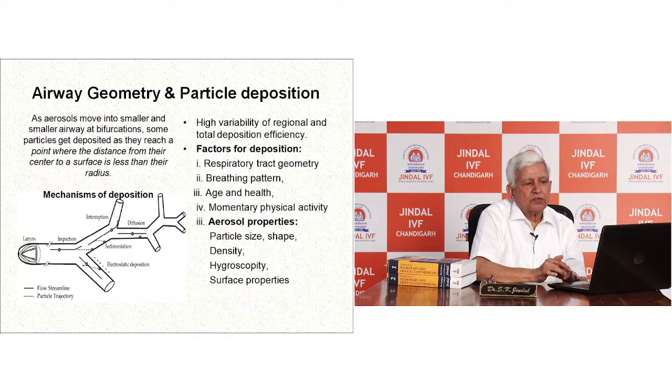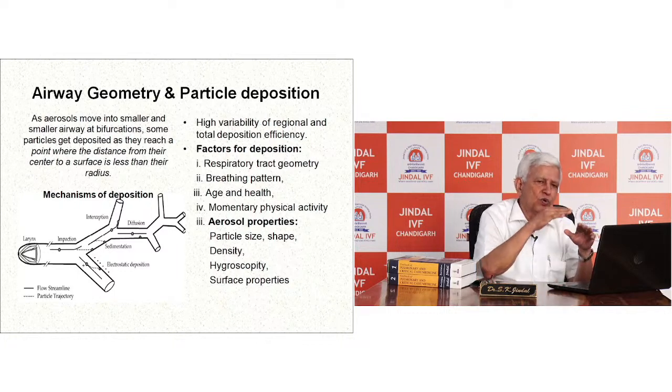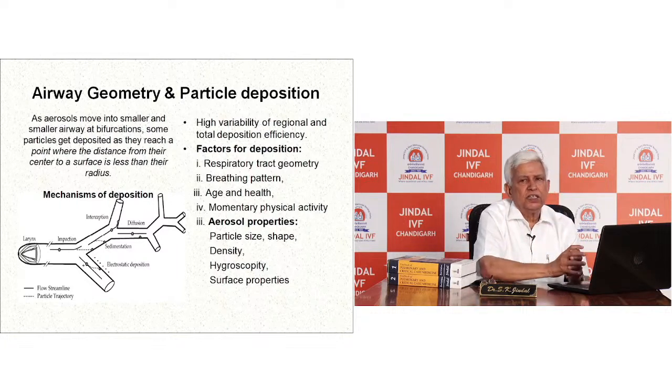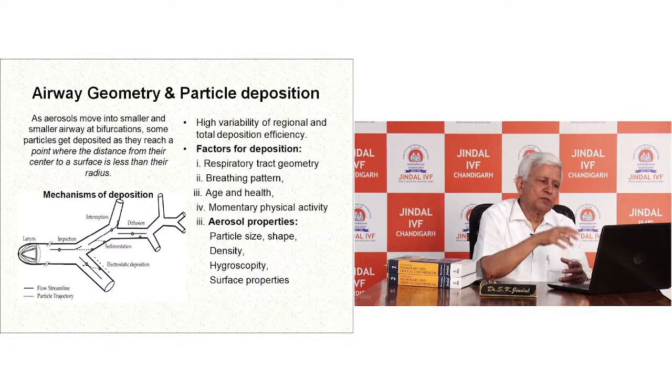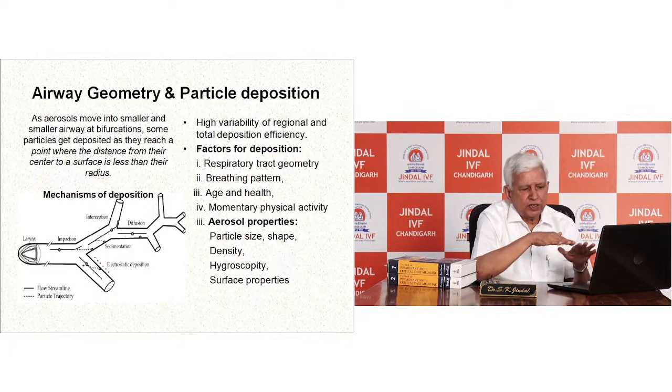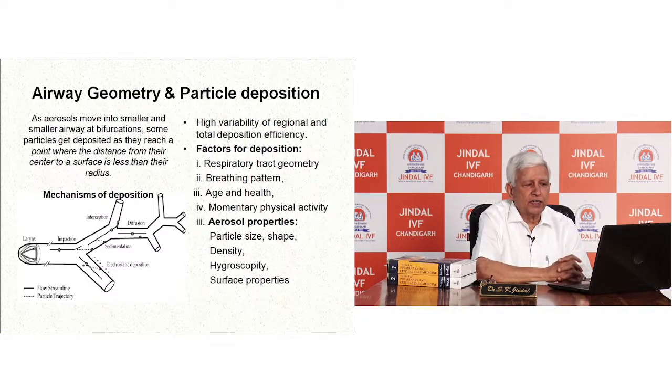So there is a variability of regional and total deposition of the particles in the lungs, and as the airways divide further and further, the deposition decreases, because maximum deposition will be in the main pathways, the trachea and the main bronchi, and subsequently at each division some particles get deposited.